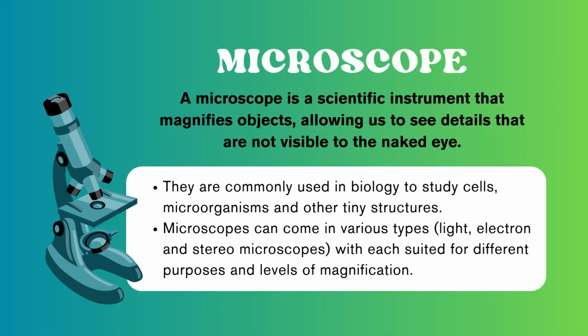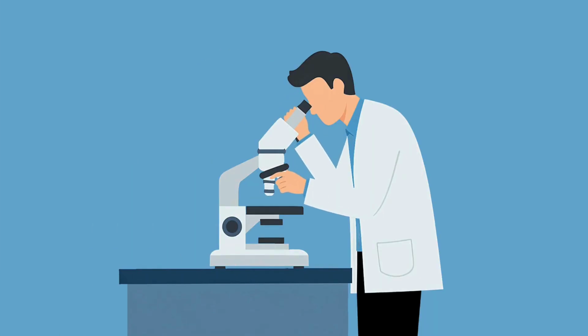Now let's look at the microscope. A microscope helps us see things that are too small to be seen with the naked eye. It is widely used in biology to study cells, microorganisms, and tiny structures. There are different types of microscopes, each designed for specific purposes.